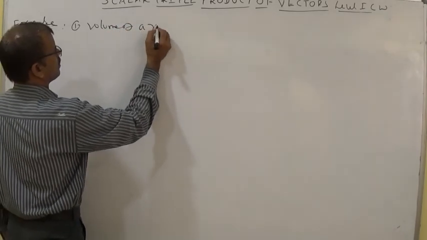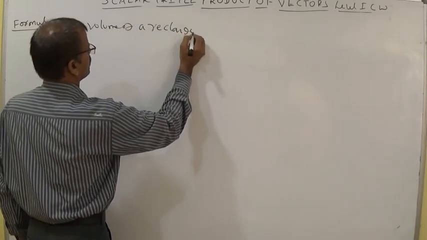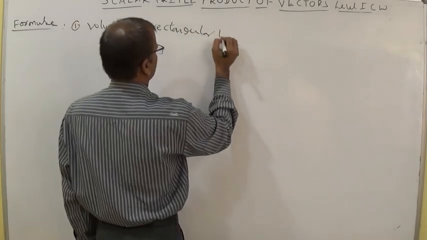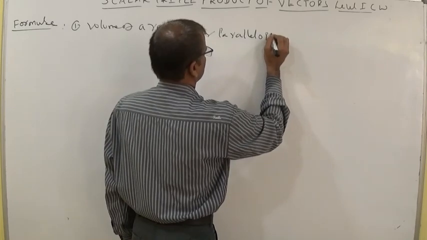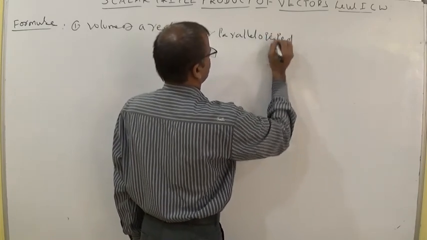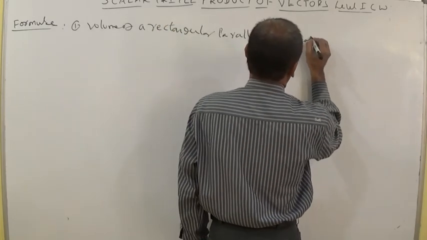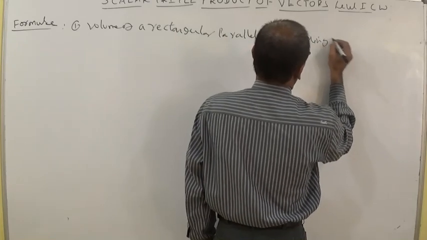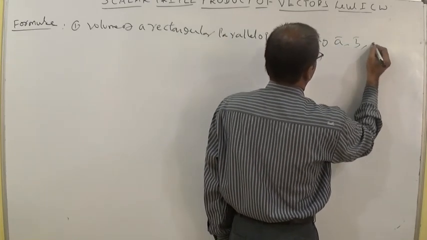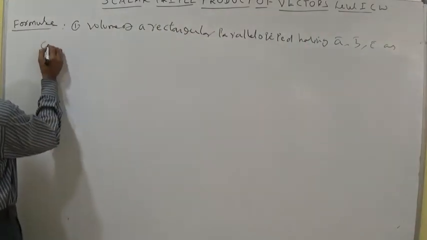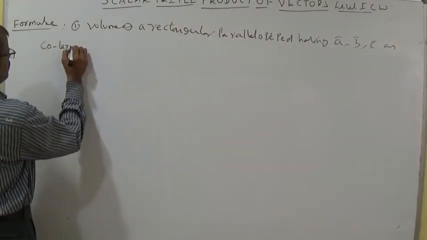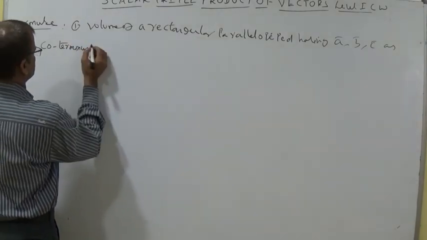Volume of a rectangular parallelepiped having A bar, B bar, C bar as coterminous edges.